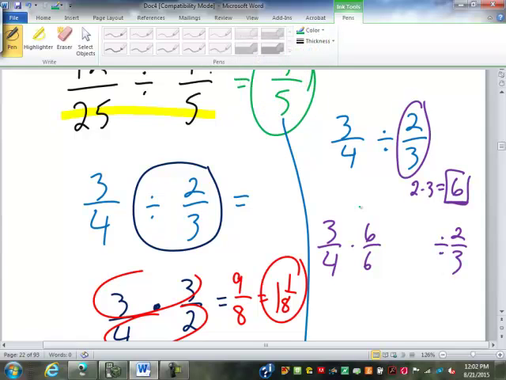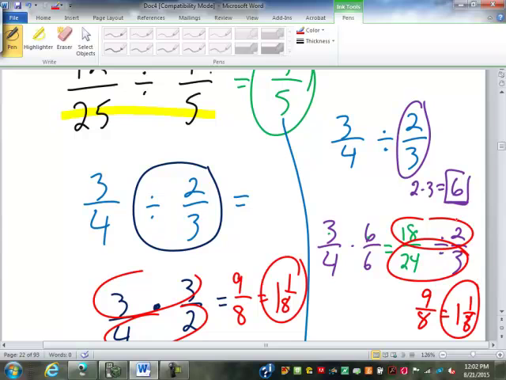So we're going to rename the 3/4 by multiplying by 6 on top and bottom. 3 times 6 is 18. 4 times 6 is 24. Now if we divide, 18 divided by 2 is 9. 24 divided by 3 is 8. 9/8 or 1 and 1/8.